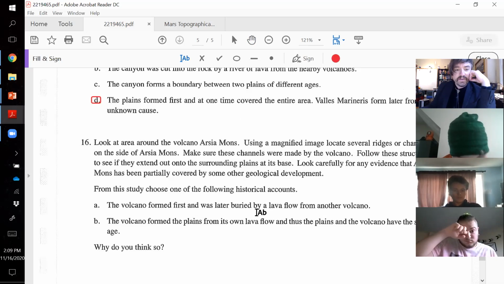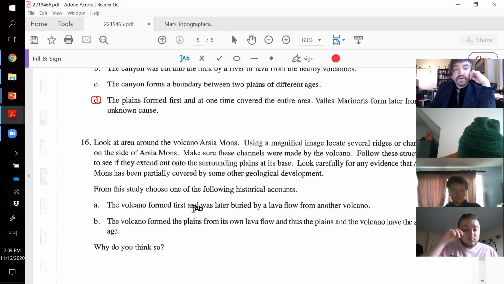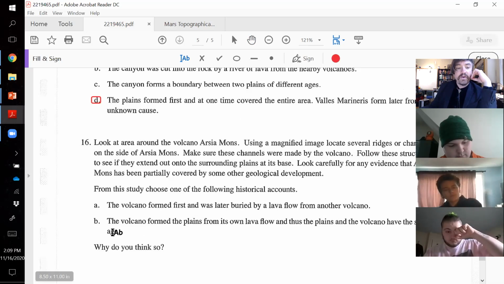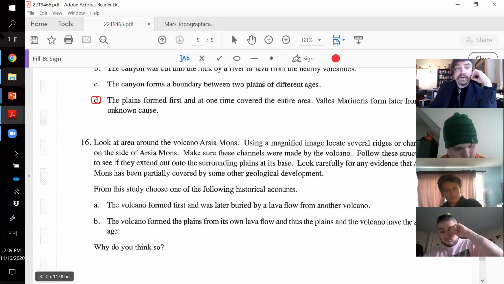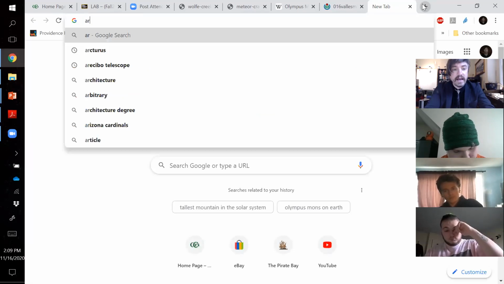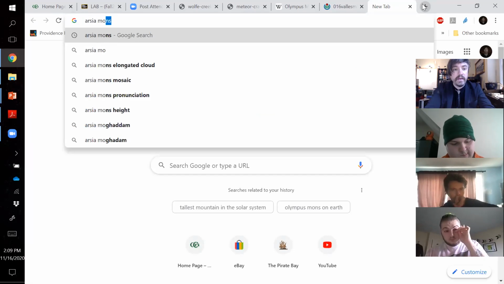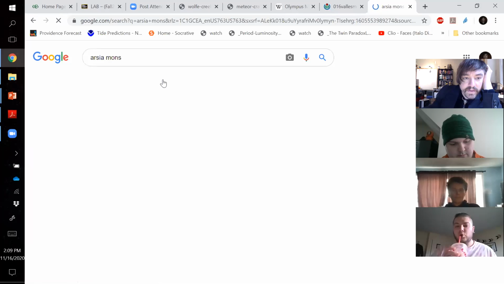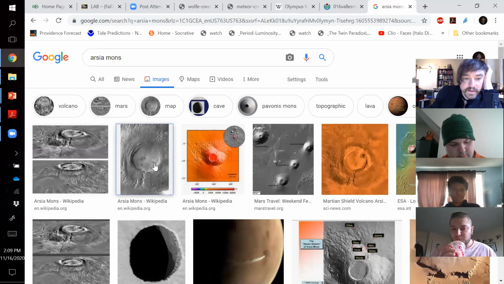From this, choose one of the historical accounts. A, the volcano forms first and was later buried by a lava flow from another volcano. Or B, the volcano formed the plains from its own lava flow. Thus, the plains and the volcano have the same age. In order to understand what they're doing there, you need to see a high-resolution image of Arsia Mons. And there's a beautiful black and white one that's worth looking at here.